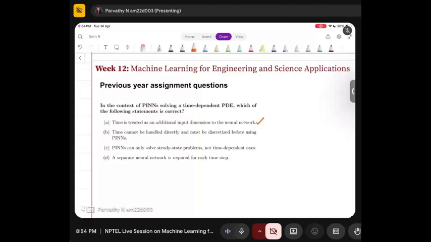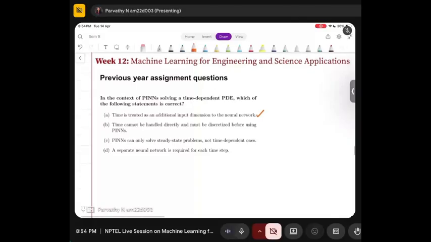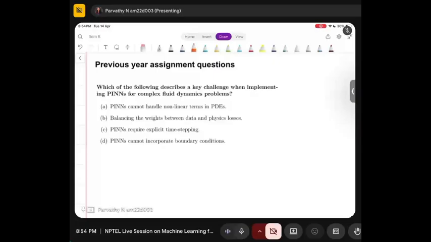Which of the following describes a key challenge when implementing PINNs for complex fluid dynamics problems? PINNs cannot handle nonlinear terms in PDEs. It balances the weights between data and physical losses. PINNs require explicit time stepping. PINNs cannot incorporate boundary conditions.